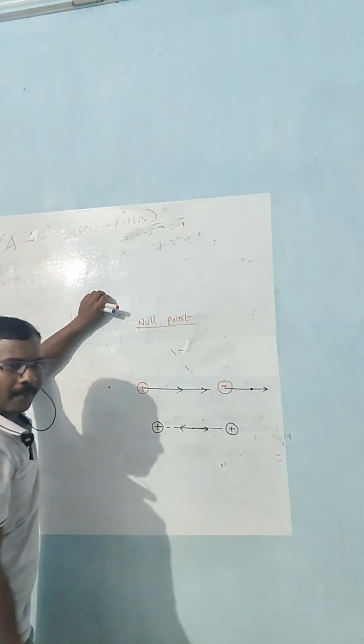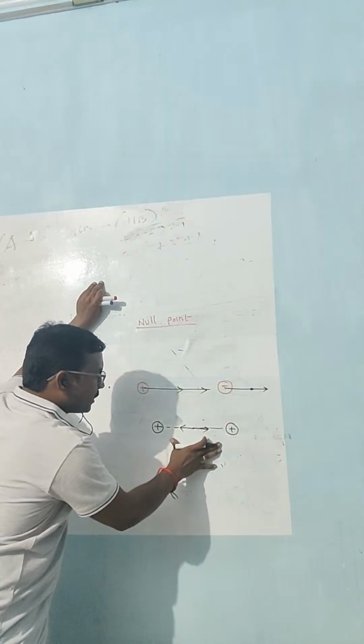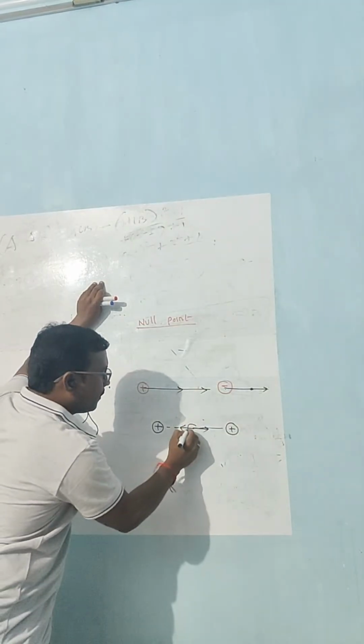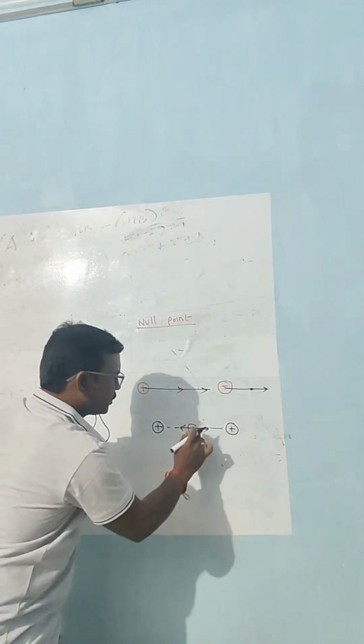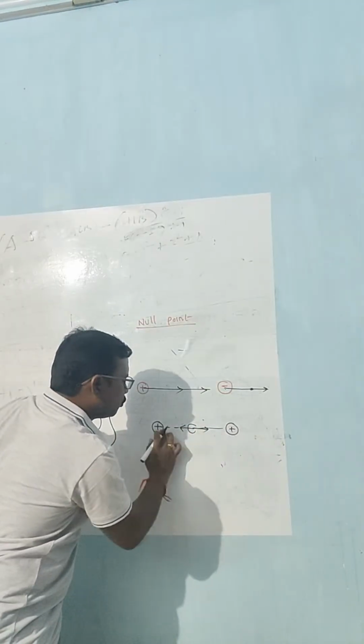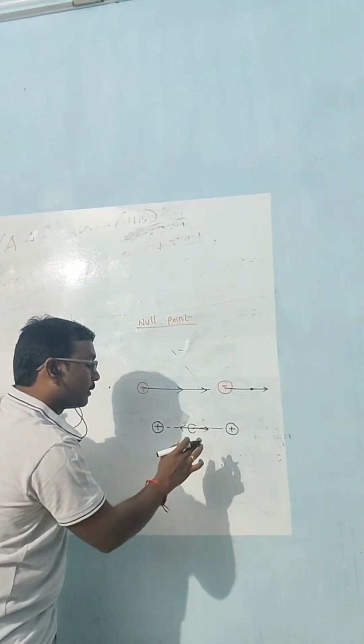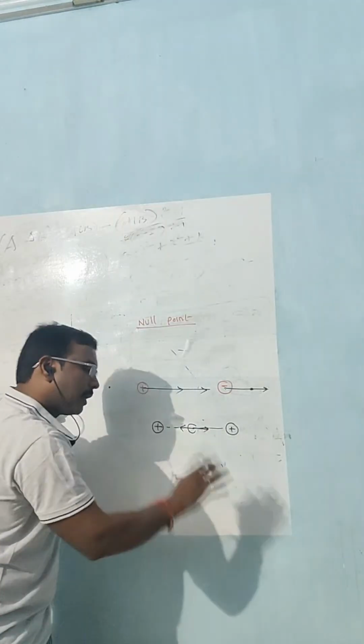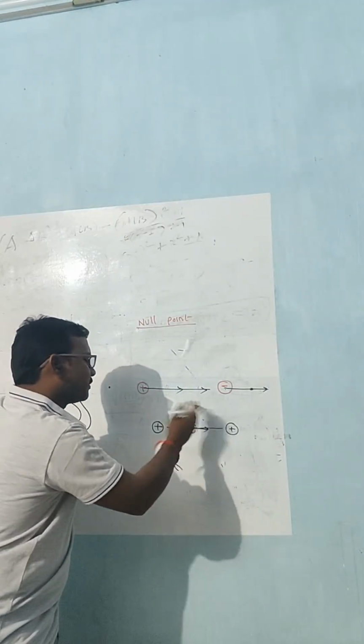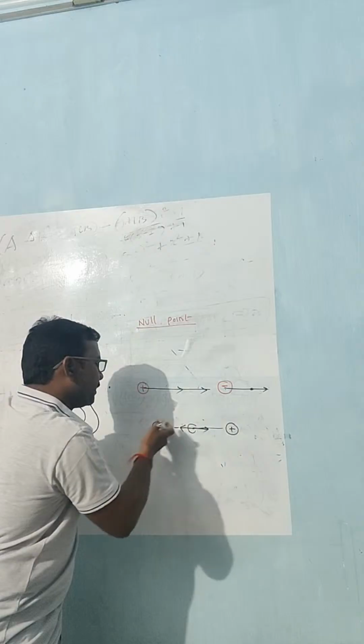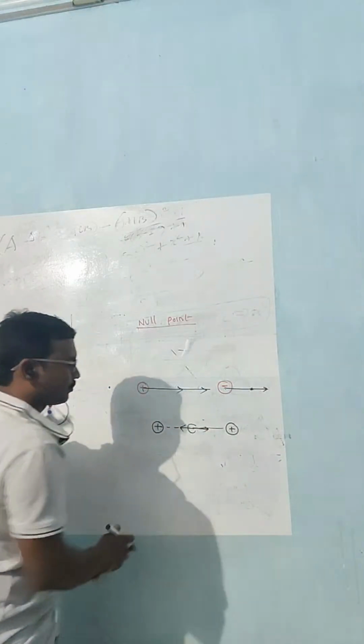That depends upon the magnitude. For same charges, the null point is definitely between them. If the magnitudes of the two charges are the same, the null point is exactly in the middle. But otherwise, it has a maximum and a minimum, there is variation.